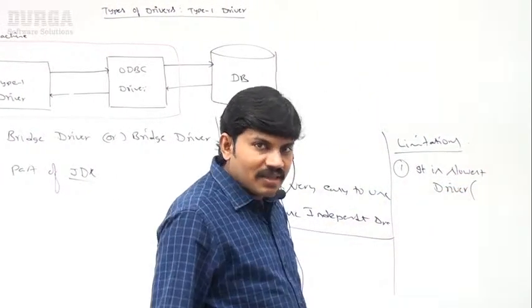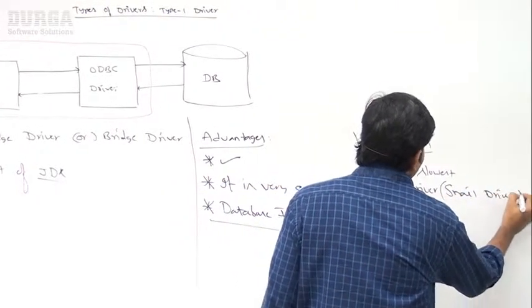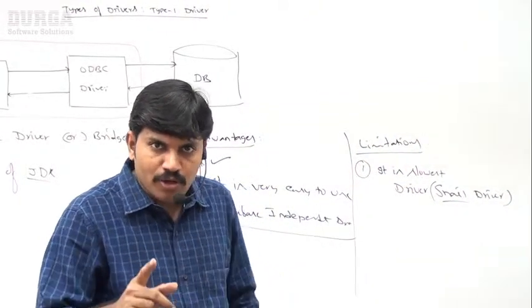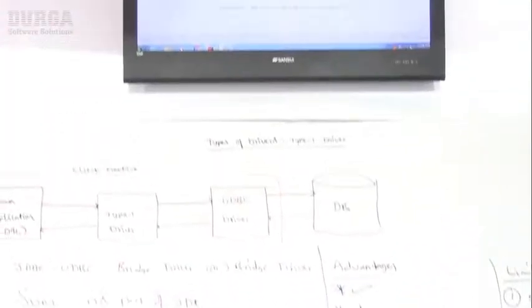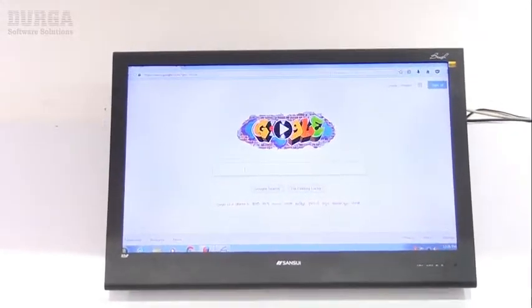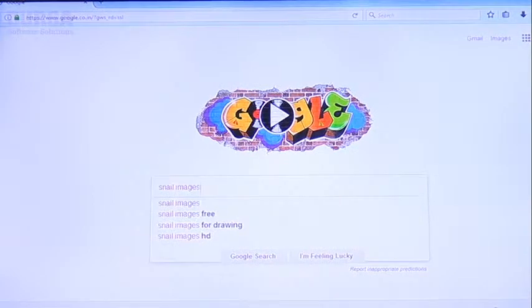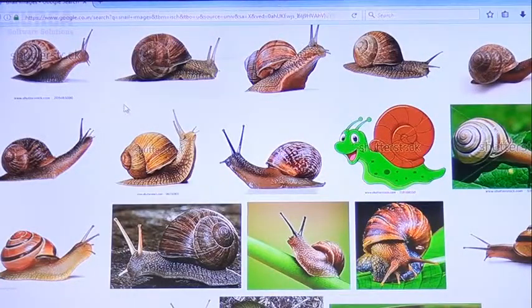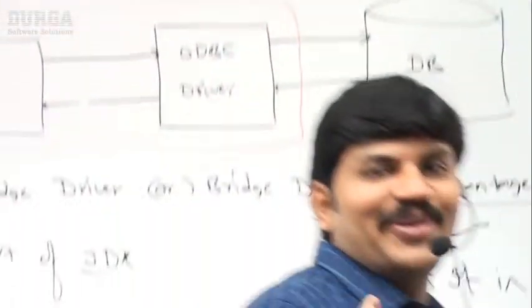I can use the word, it is also known as snail driver. What is the meaning of snail? Snail means which can move very slowly. I hope you people may be aware, right? What is the snail? Just have a look once if you want. In Google, I'm taking snail images. Have you observed, right? Now this is the snail, sir. Just observe how snails move very slowly, right?